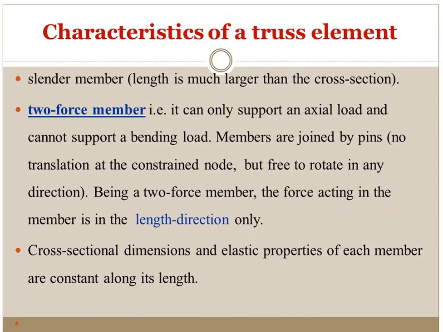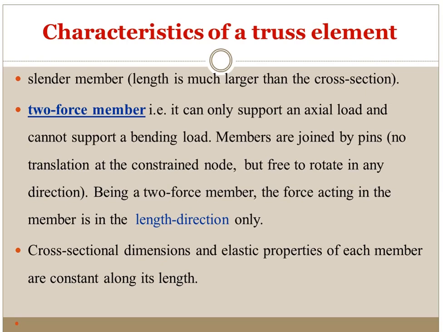So what are the characteristics of a truss element? The truss element is a slender member. It means the length is much larger than the cross section. It is a two-force member. It means it can only support an axial load and cannot support a bending load. Members are joined by pins. There is no translation at the constrained node, but they are free to rotate in any direction. Being a two-force member, the force acting in the member is in the length direction only.